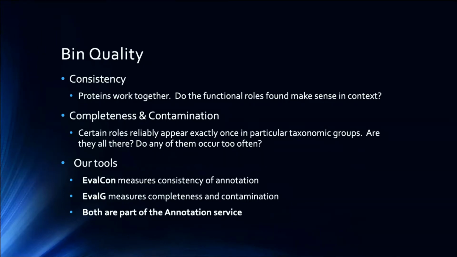There are sets of roles that will always occur together in parts of the tree. And so we look to see if our genome has two of these roles, and if we always see three roles together and only have two, that's an indicator that the genome may not be complete. So we've got a set of tools. One is called eval-con, which measures consistency. One called eval-g, which measures completeness and contamination. And we'll see reports of those when we go through. And these are both part of the annotation service.